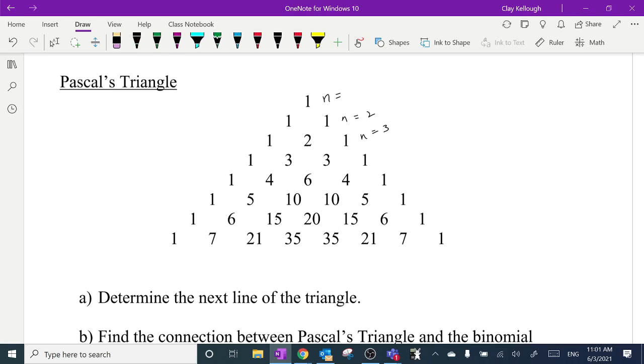Actually, wait a minute. Sorry. Hang on. My bad. If n is 0, it's this row. If n is 1, if n is 2. I forgot. You've got to start counting at 0. So if n is 3, it's this row.